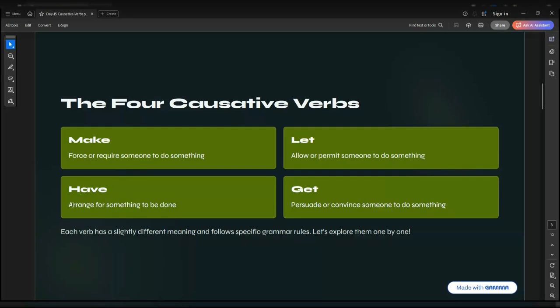Third one is have, which means to arrange for something to be done. I have made cake. I have prepared the whole decoration. So it's arranging and to be done. And fourth one is get, to persuade or convince someone to do something. Get it done quickly, or let me get it, or can you get it for me? So it's like that, to persuade someone. Let's get deep into it in the upcoming slides.